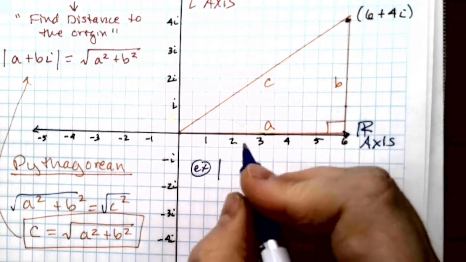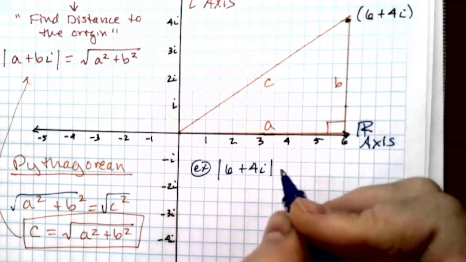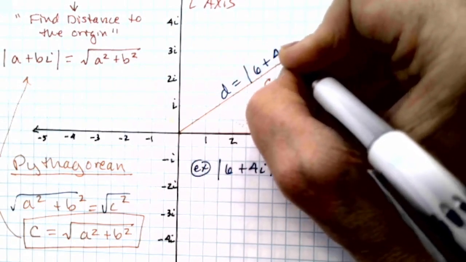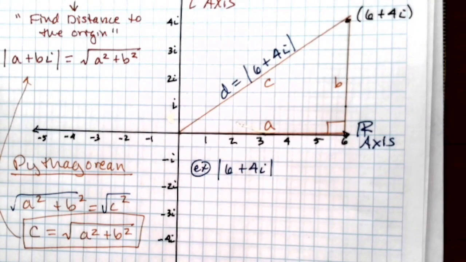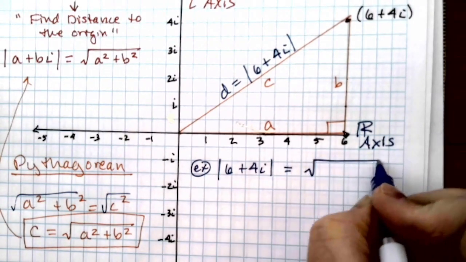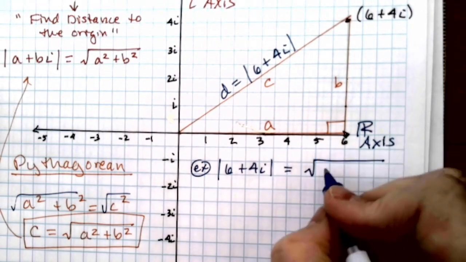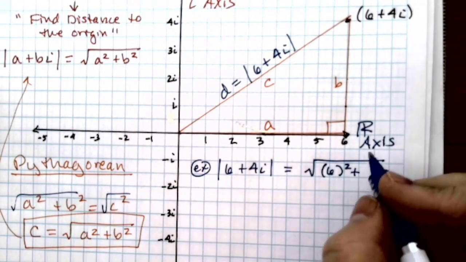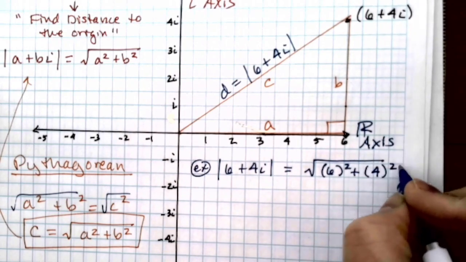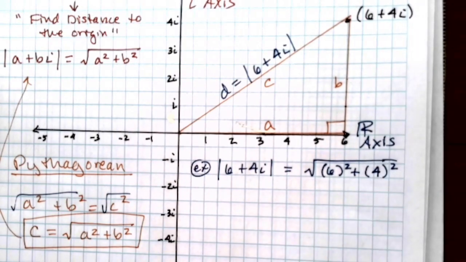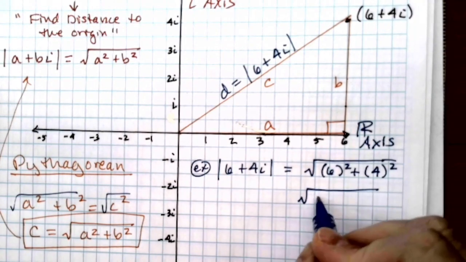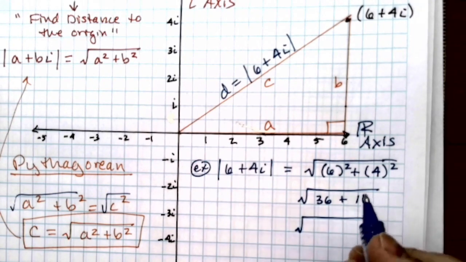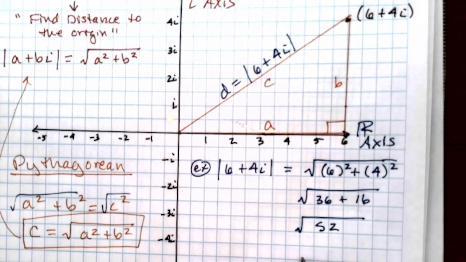All right, so let's do our example. We're going to find the absolute value of 6 plus 4i, which is also the distance from the point to the origin. So here we go, using the formula, a squared is 6, so 6 squared, plus b squared, b is 4, don't put the i on it, just the 4. And then we simplify, 6 times 6 is 36, 4 times 4 is 16. Add them together, we get 52.